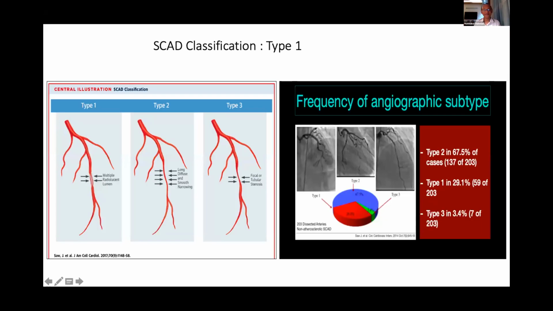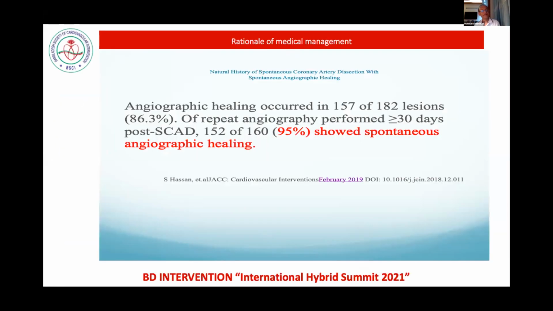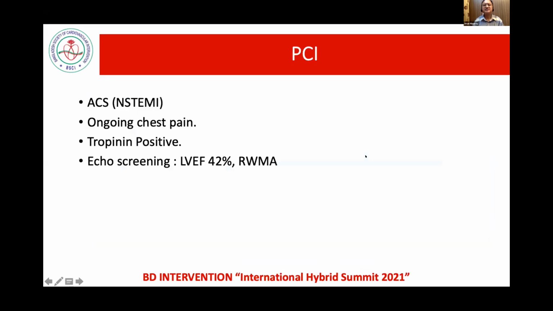So go ahead. What is important is that this slide is very important. If you look at this, Jacqueline Shaw is a lady who has seen a lot of SCADs in Canada. In her paper, published in 2019, 95% of these SCADs heal spontaneously after 30 days. So we should not be very aggressive in dealing with these patients. We should always think about this.